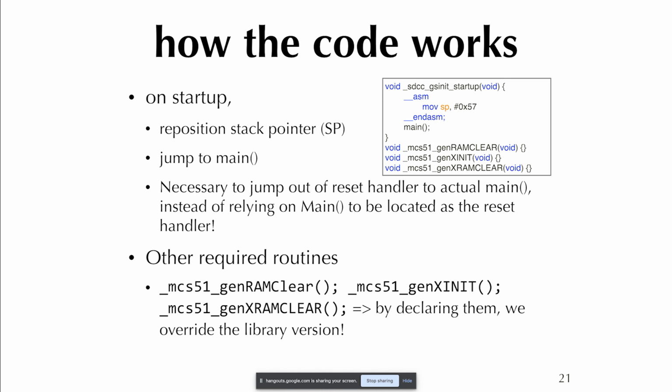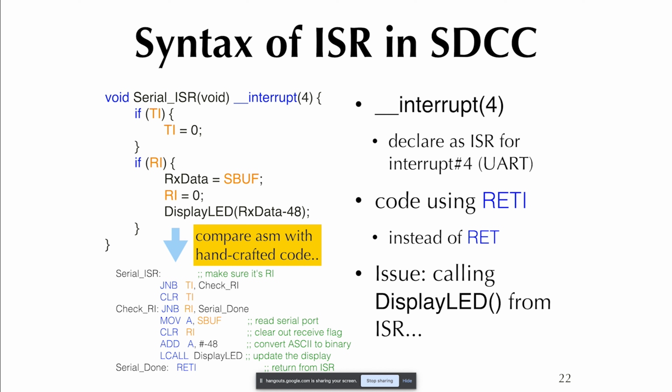Okay, so I think we went over this. Just a quick recap since it's been a while. Now here, if TI is 0 and RI is set, that means there's a valid byte to be read. So you read SBUF and put it in rx_data. Presumably this is a global variable. Then you clear RI, and then the LED display gets whatever value you read minus 48.